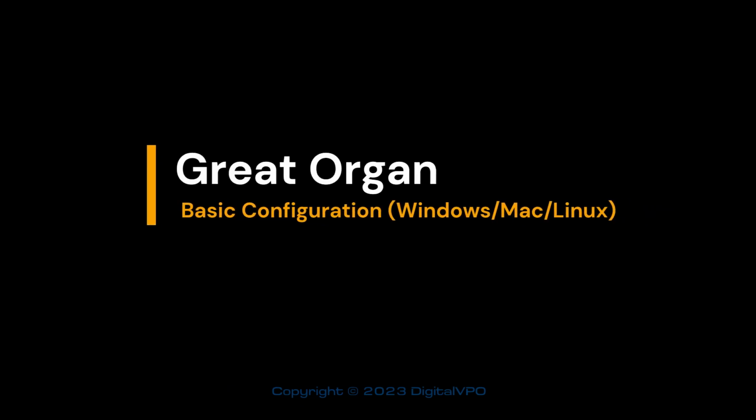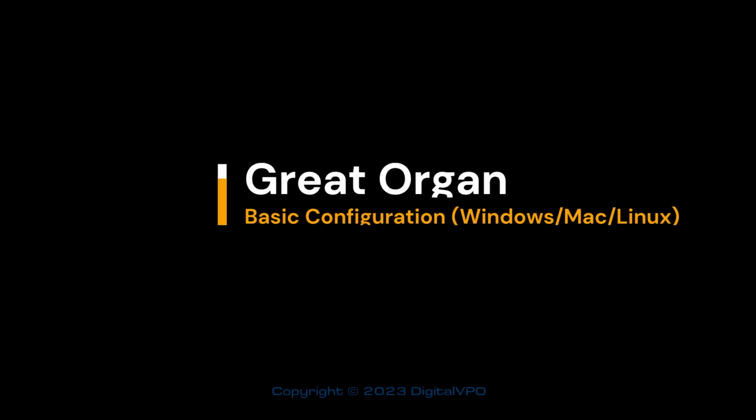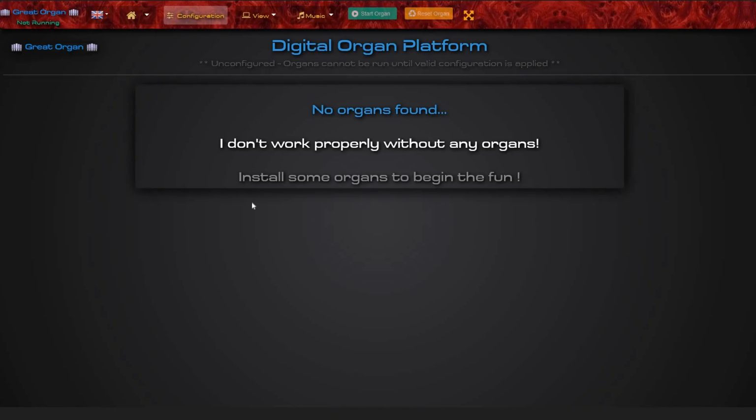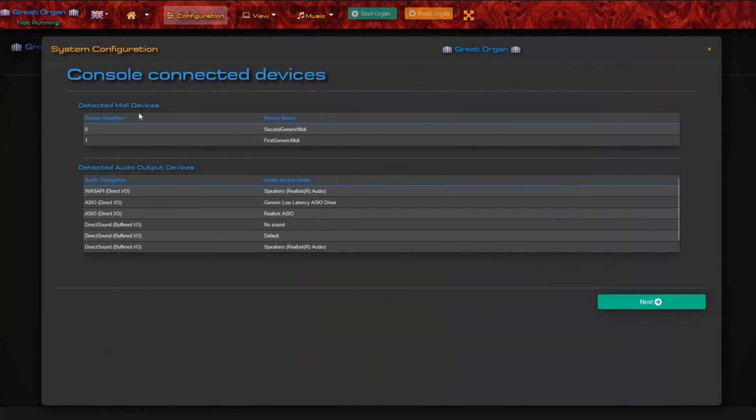Before we can start using Great Organ, we have to first configure the software and then finally install some organs. To perform initial configuration, click on the configuration menu at the top of the screen. You will be shown a list of all recognized configured MIDI and audio devices your system is reporting.